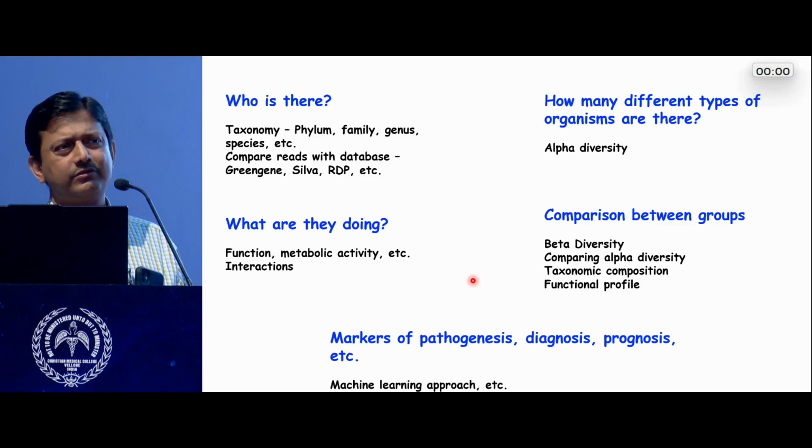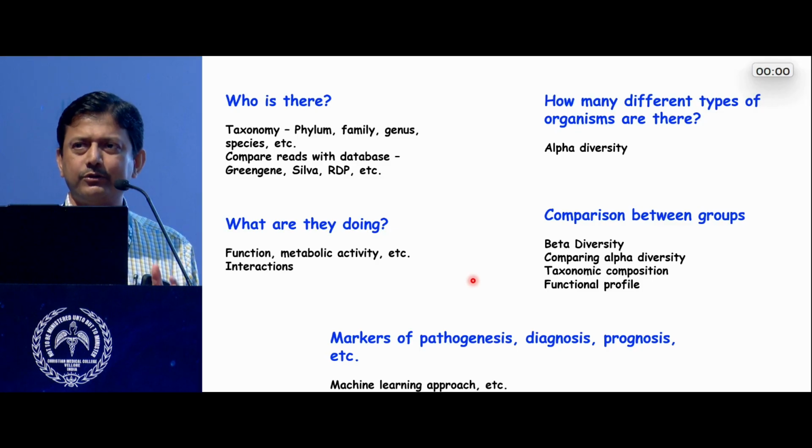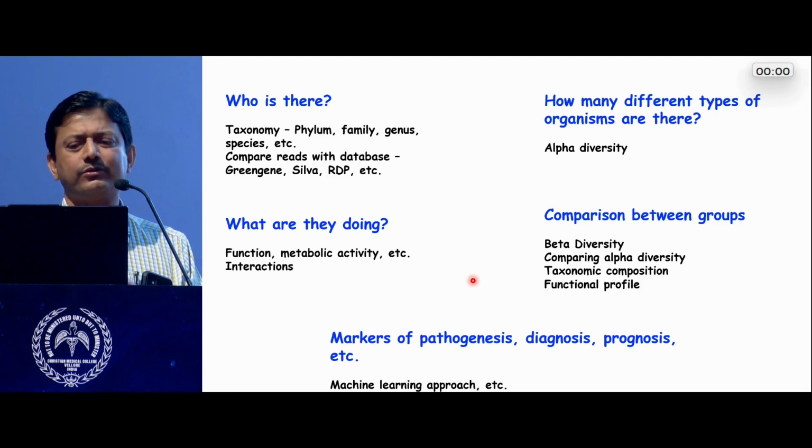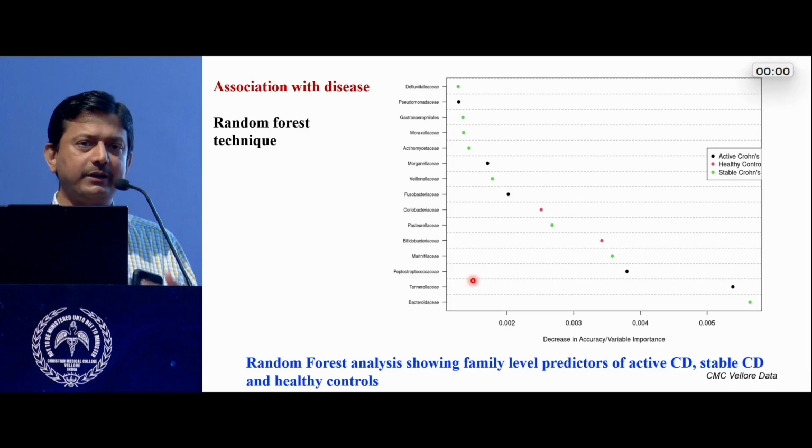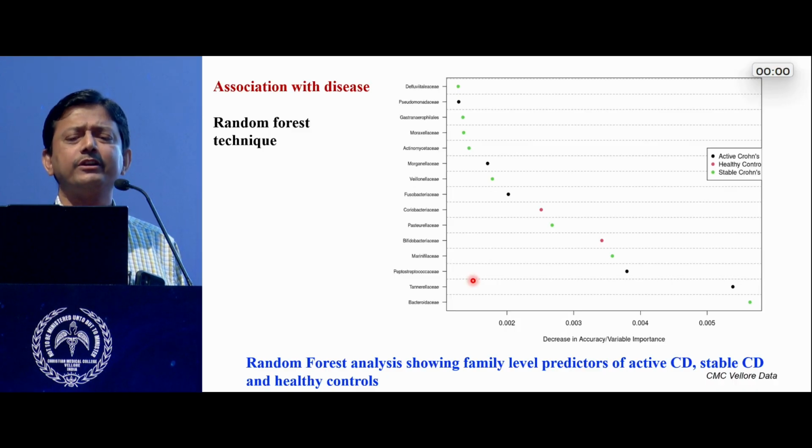Basically we also want to know whether this bacterial population is able to predict disease versus control, or prognosis, etc. Because there are so many bacterial taxa in your sample, you need something more than a normal statistical comparison. So often they use machine learning algorithms, and one of the very common ones is the random forest technique. What random forest tells you is which organism is linked with what particular situation. For example, what is linked with disease, what with health, what is active disease.